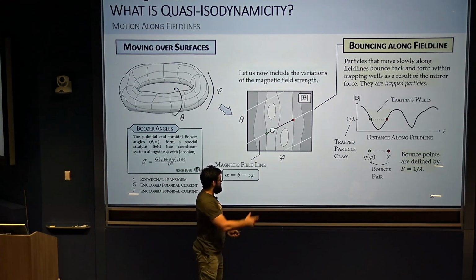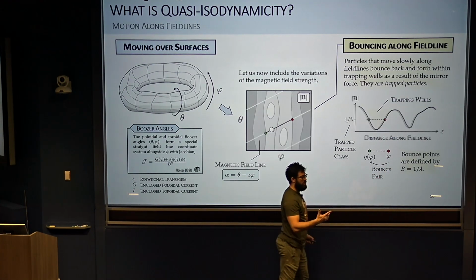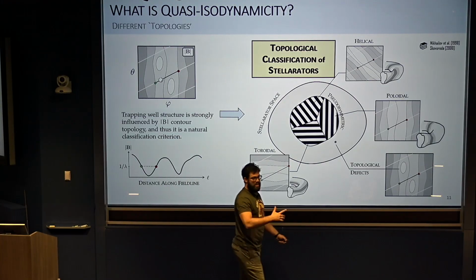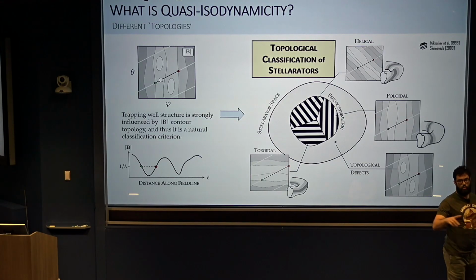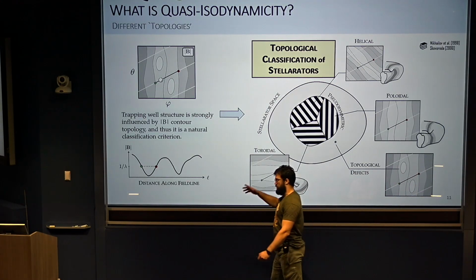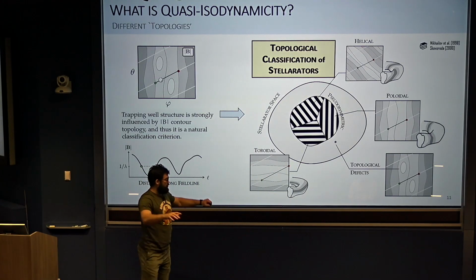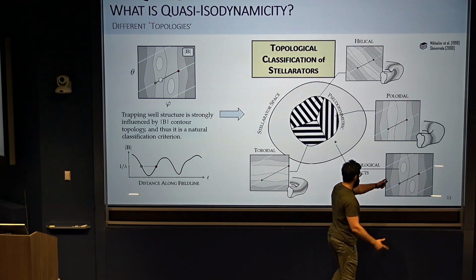Of course, the structure of these trapping wells in the 1D is highly determined by what things look like in the 2D. In fact, we can classify the different stellarator fields according to what mod B looks like on the surface, and in particular, what the topology of the contours looks like. So first, we can distinguish contours that are clean and contours that are kind of ugly. So these are the ugly contours with defects.